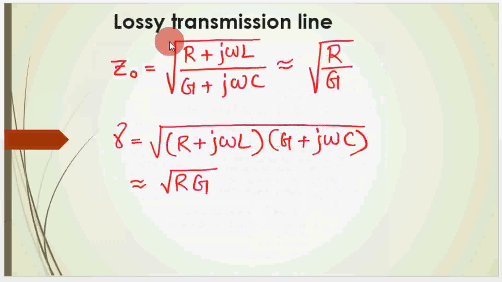And next is the lossy transmission line. In the lossy transmission line, Z0 is root over R by G, because you can neglect these two parts, because R and G are very large, and gamma is similar, root over RG. You can neglect these two parts. In this case beta is 0, so there is no wave nature. So gamma is basically alpha, the attenuation constant.